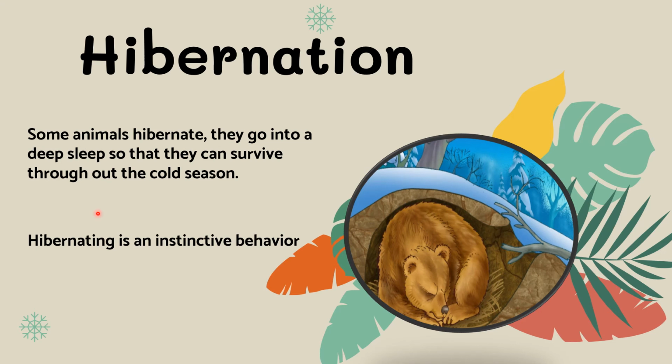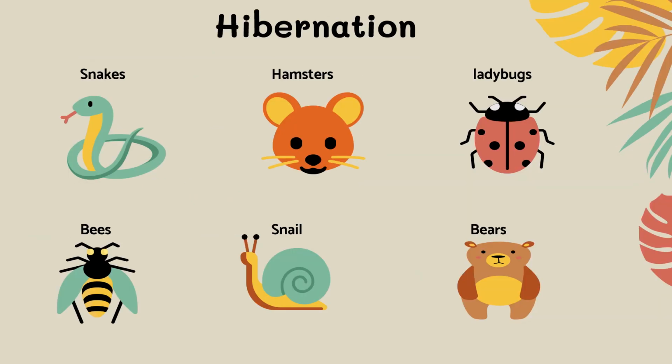Hibernation. Some animals hibernate. They go into a deep sleep so that they can survive throughout a cold season. Hibernating is an instinctive behavior. And some animals that hibernate are snakes, hamsters, ladybugs, bees, snails, and birds.